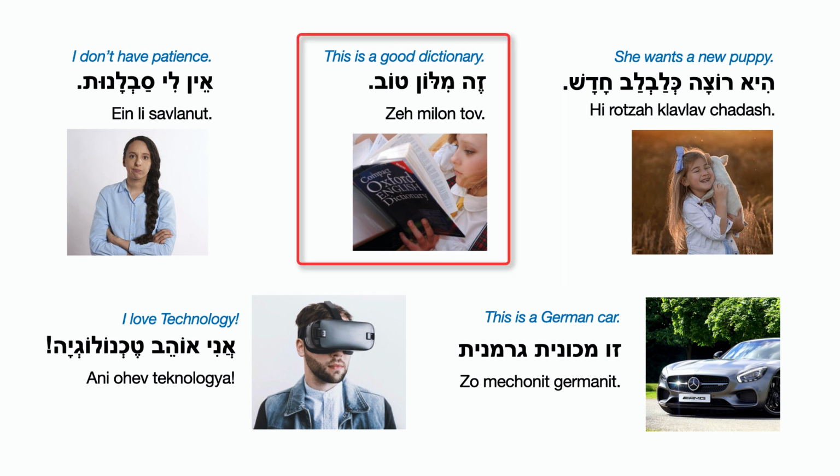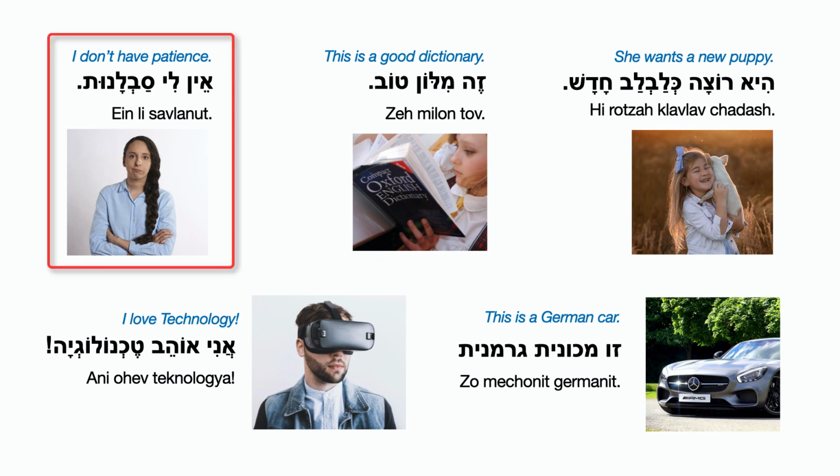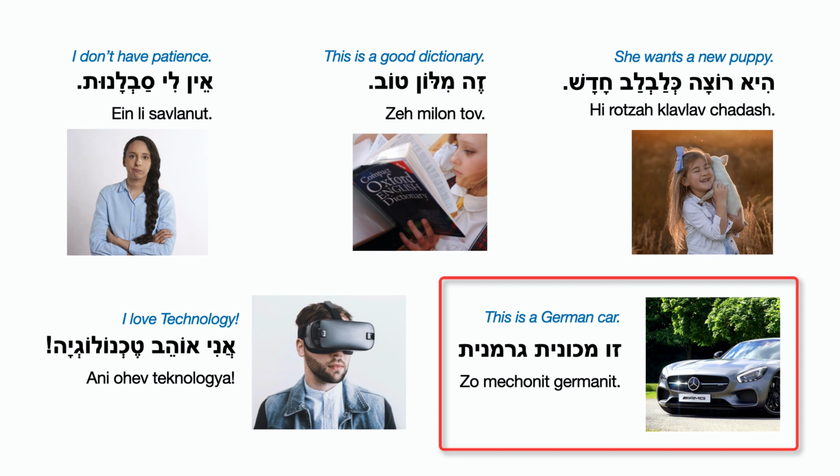This is a good dictionary. זה מילון טוב. מילה, word, milon, dictionary. I don't have patience. En li savlanut. Savlanit, a patient woman. Savlanut, patience.